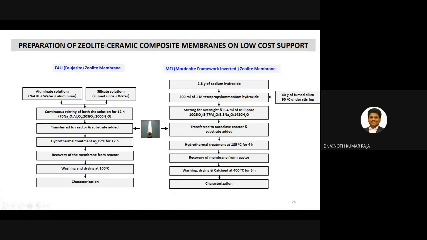Similarly, we prepared the MFI zeolite membrane using the hydrothermal treatment technique. It is the same technique we followed, where 2.8 grams of sodium hydroxide is added to 200 ml of 1 molar TPAOH, a structure directing agent, and stirred overnight, and 6.4 ml of liquid water was added in order to have this composition.